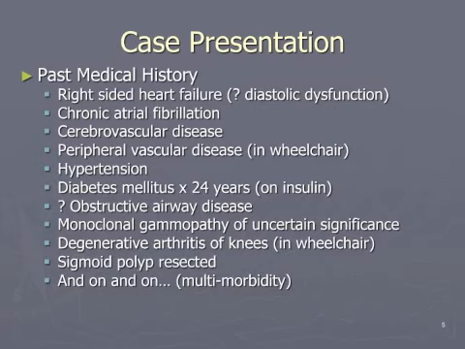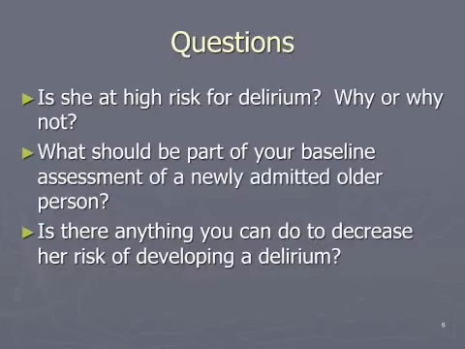So her past history is extensive. She's had heart failure and atrial fibrillation and all the other things listed there. So clearly she has multiple morbidities, multiple conditions, multiple diseases. The question you might want to ask now is, is she at high risk for delirium? Why would she be at high risk, or why not? What should be part of your baseline evaluation of this newly admitted person? Is there anything you can do to decrease her risk now of developing delirium?